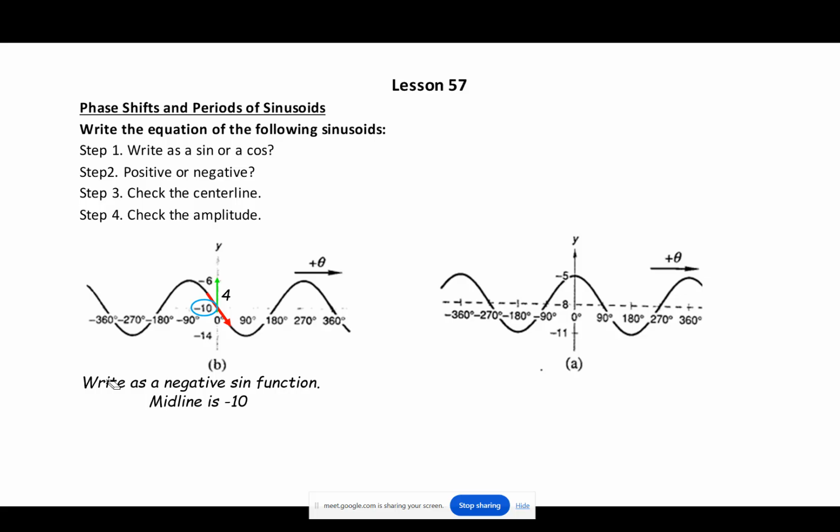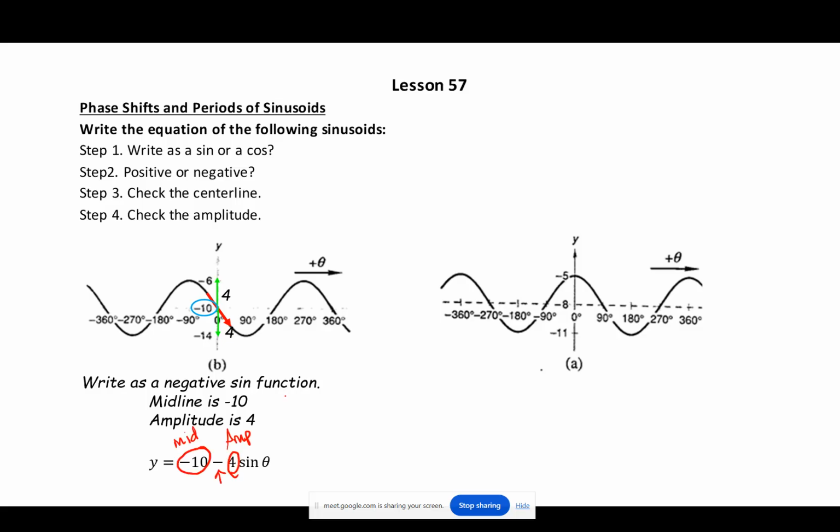And then I can see that the amplitude is 4 because I'm going from negative 10 up to negative 6 and negative 10 down to negative 14. So negative 10 is right between negative 6 and negative 14. So it's 4 away above and below, and that's my amplitude. And so I can write that equation, y equals negative 10, that's the midline, minus, it's a negative sine function, 4 sine theta. The 4 goes right in front of sine. That's telling me the amplitude.